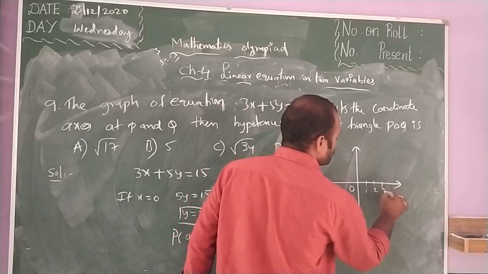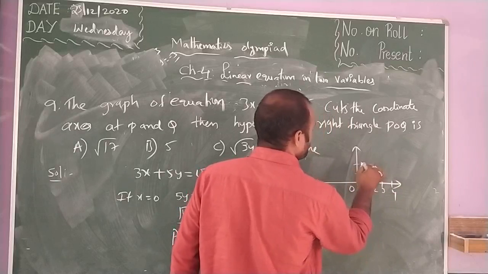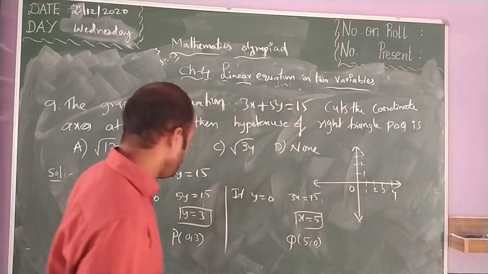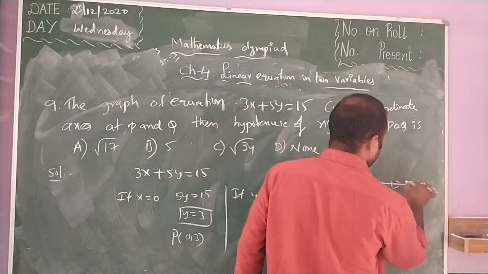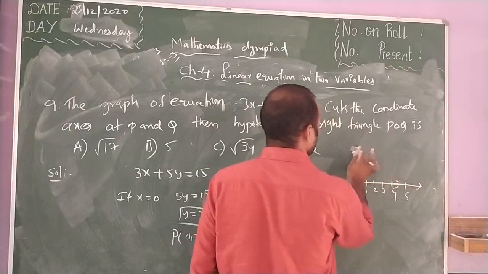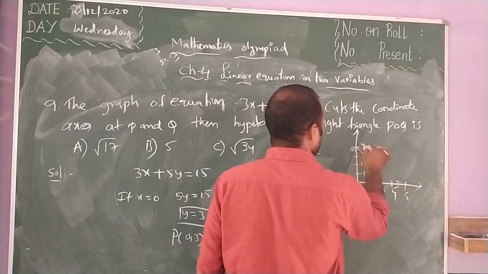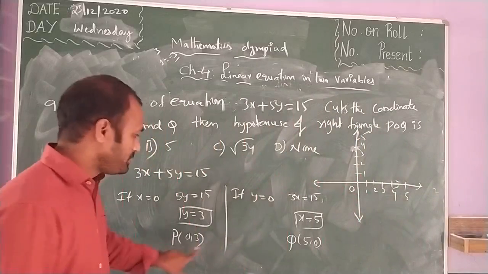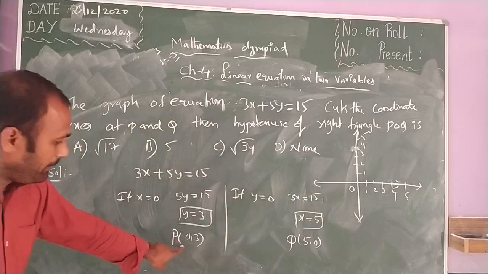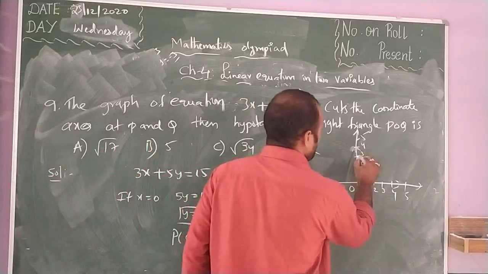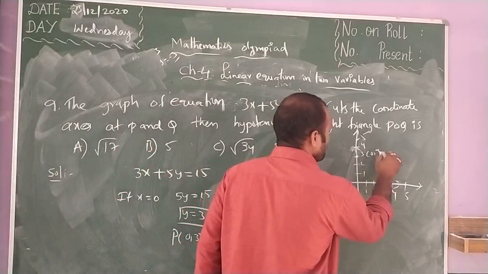So 1, 2, 3, 4. 1, 2, 3. Okay, 5. 4, 5. So all are positive, so no need of representing a negative coordinate axis. P point is (0, 3). So here is the point P (0, 3).